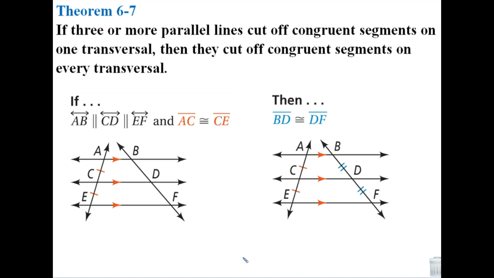The last thing we're going to look at quickly is an extension of our properties of parallelograms. Theorem 6.7 says if three or more parallel lines cut off congruent segments on one transversal, then they cut off congruent segments on every transversal. So if I have three or more parallel lines, and a transversal that goes through them is cut into two or more congruent parts, that means my other transversal will be cut into congruent parts as well. In other words, these lines are spaced equally and they're going to cut all the lines up equally.